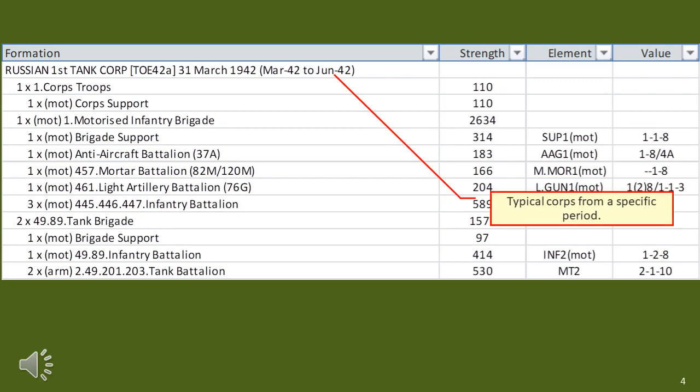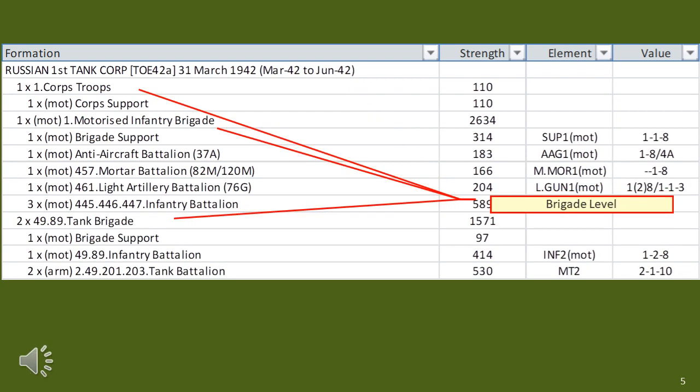Additional information can be found in my previous part of this video, the German Panzer Division, but a quick run through. First, we have the typical division in the specific period I'm covering. In this case, we can see it's the 1st Tank Corps on the 31st of March 1942. This is indicated at the top of the chart. Next level of command is the brigade or equivalent. This is indicated with the red lines. The number of brigades in this formation is indicated, as is its combat strength.